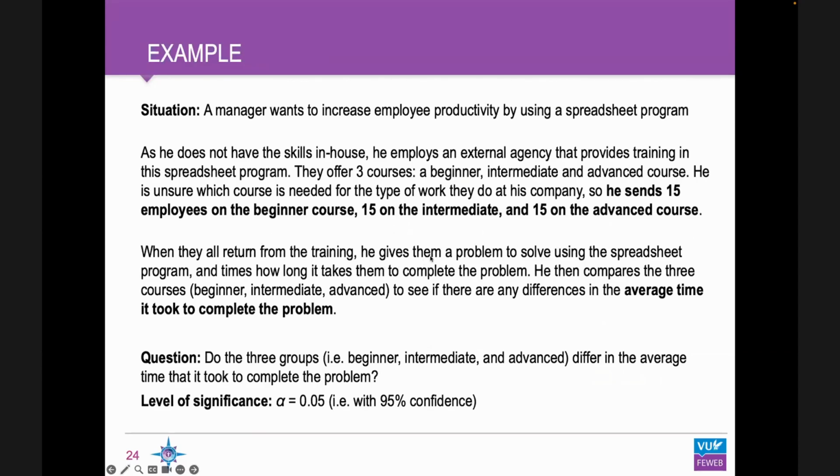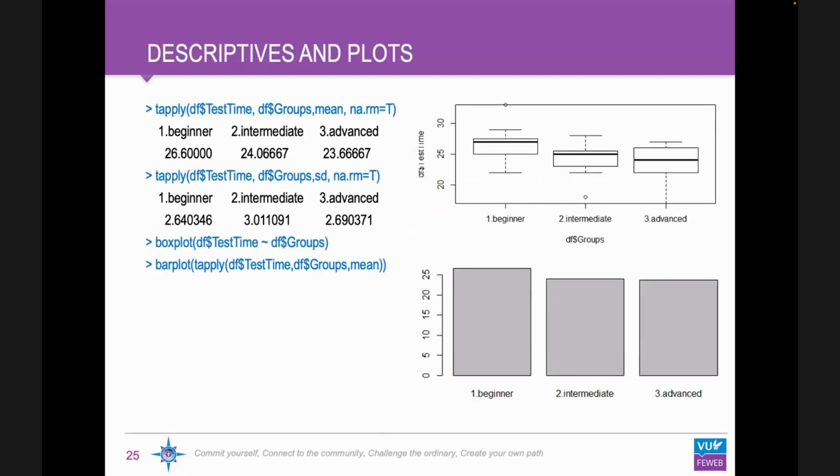When they all return from the training, he gives them a problem to solve using the spreadsheet program and times how long it takes them to complete the problem. He then compares the three courses to see if there are any differences in the average time it took to complete the problem. So the question is, do these three groups differ in the average time they took to complete the problem? And we have a 0.05 significance level.